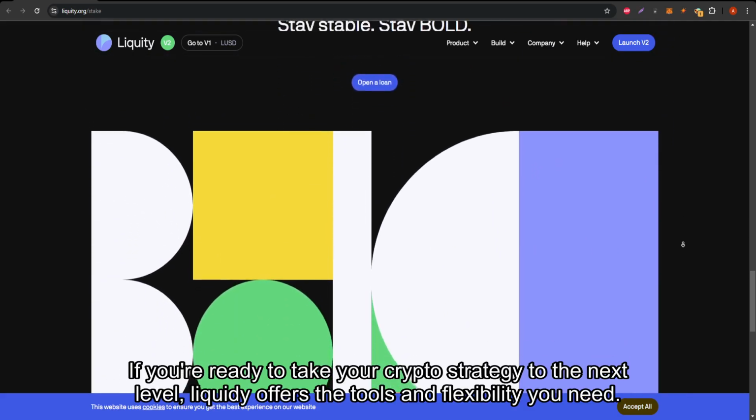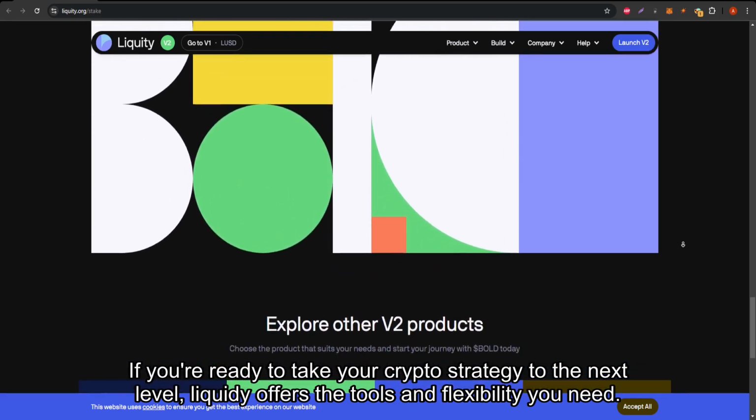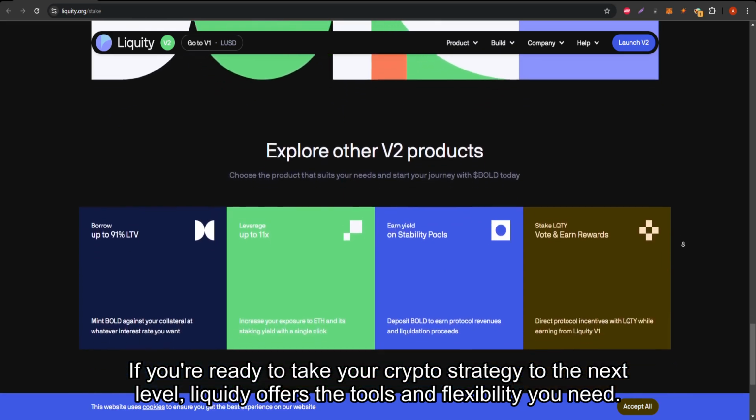If you're ready to take your crypto strategy to the next level, Liquity offers the tools and flexibility you need.